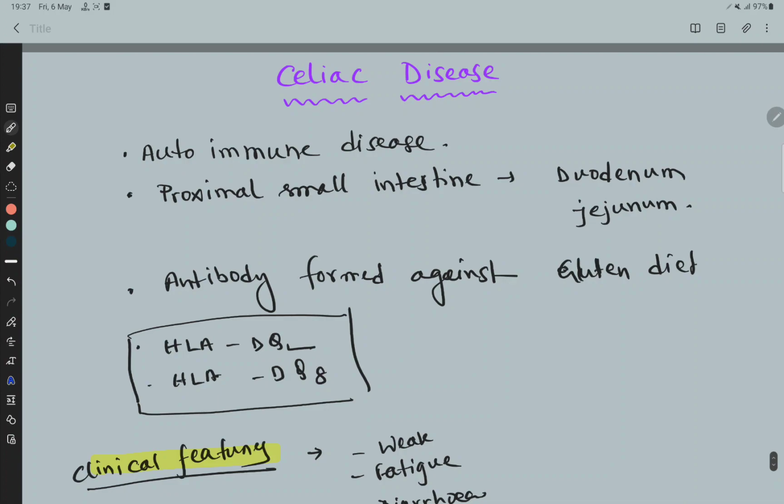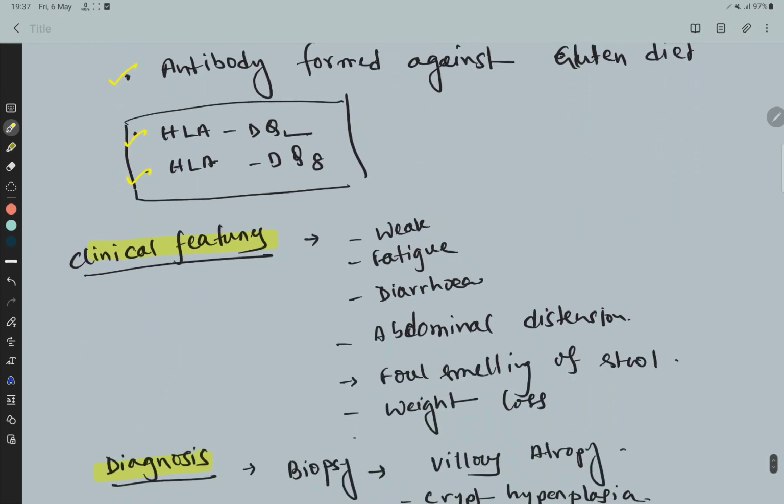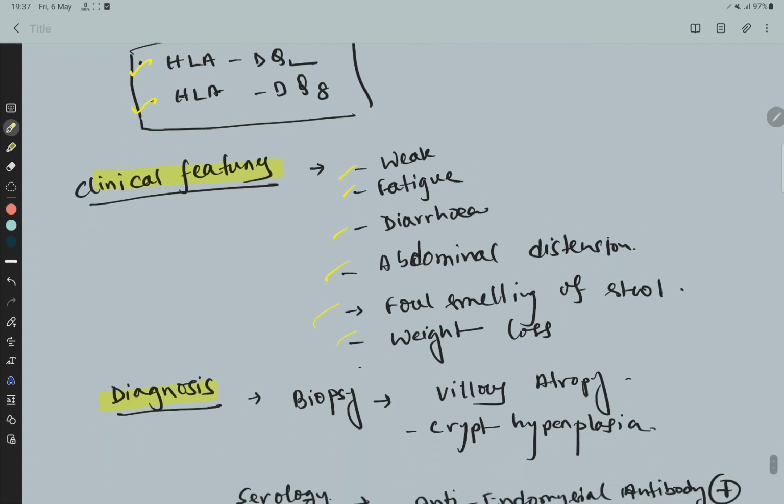It is an autoimmune disease, and the proximal intestinal mucosa is mostly involved, duodenum and jejunum. Okay, antibodies are formed against gluten, and it is associated with HLA-DQ2 and HLA-DQ8. Clinical features: patient is weak, fatigue, diarrhea, abdominal distension, foul smelling stool, weight loss. Also the patient may have ascites.